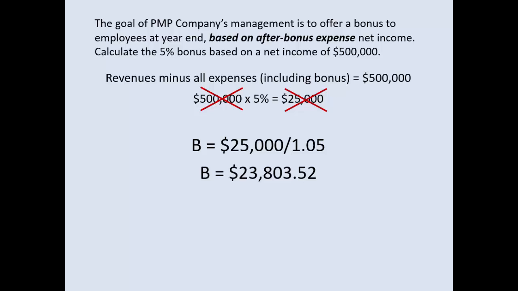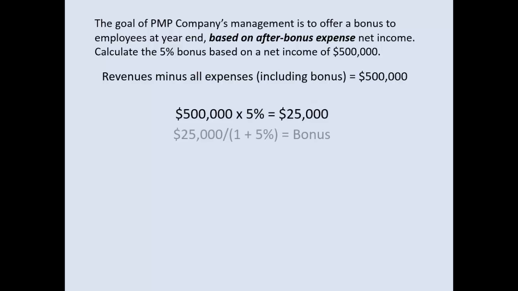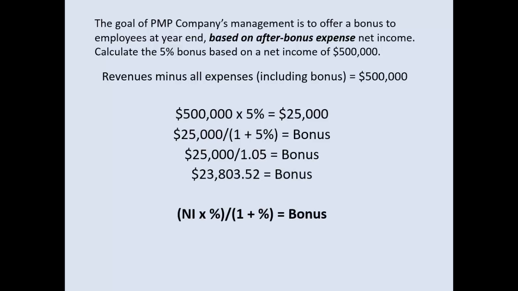So here is your bonus. It is $23,803.52, not $25,000. And to review the calculation again, this will be a PowerPoint available on D2L. There's an alternate calculation, but just make sure you understand both of them.